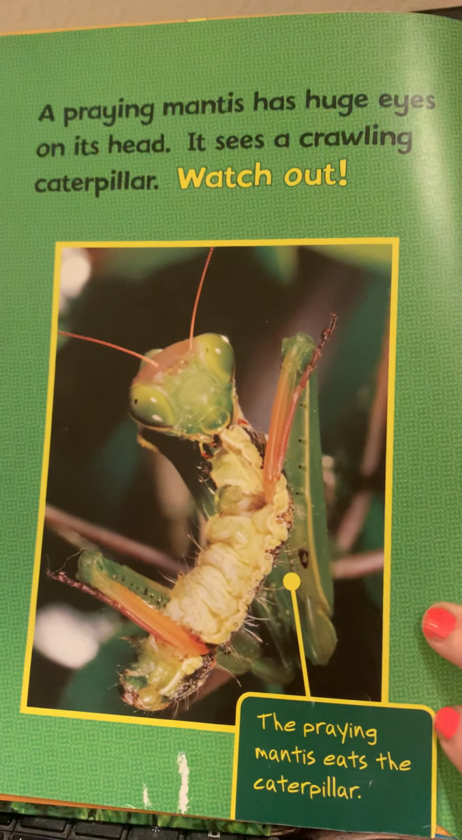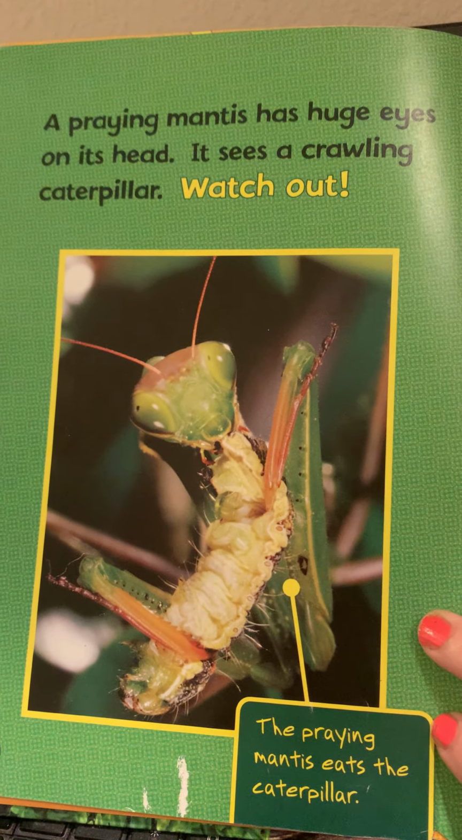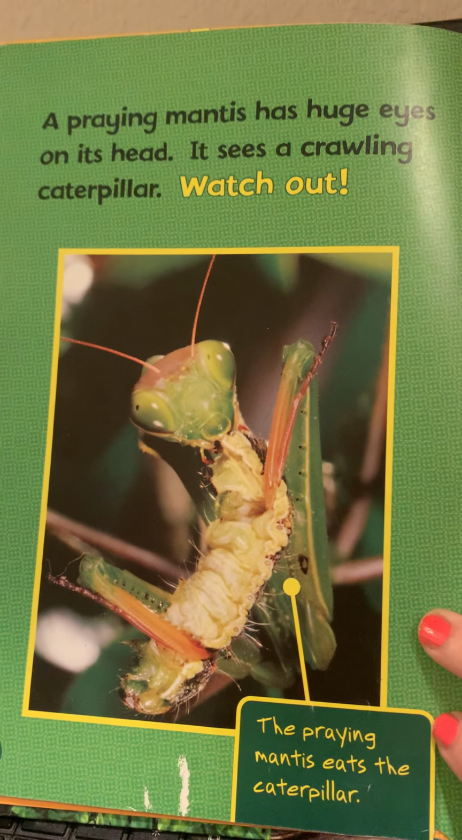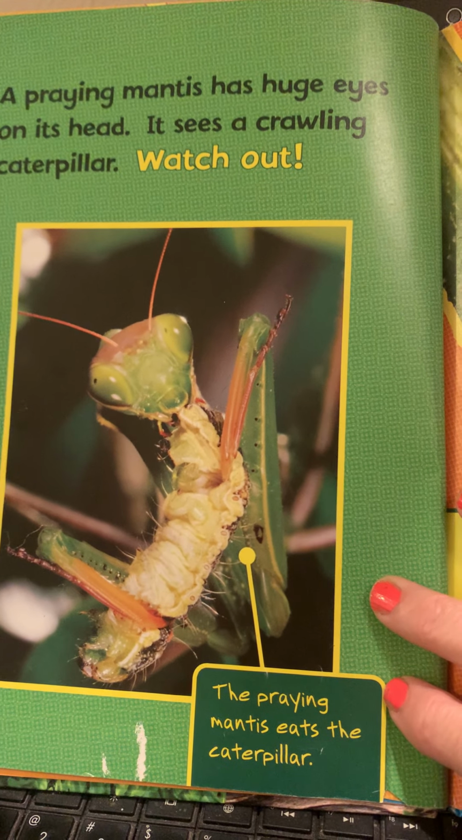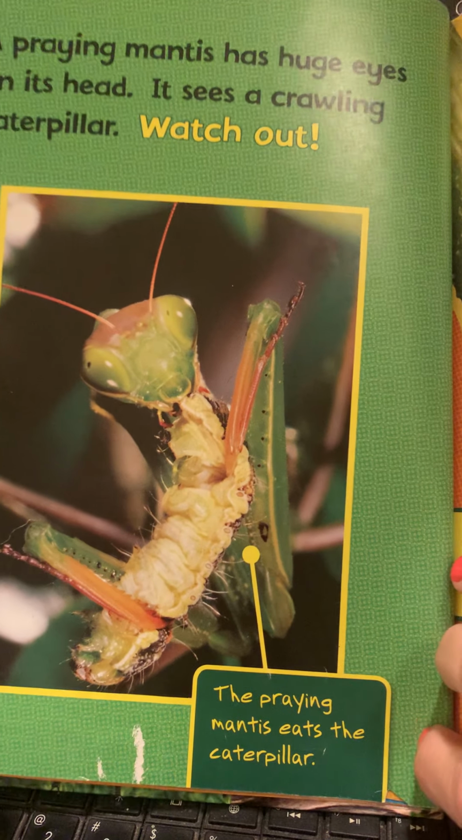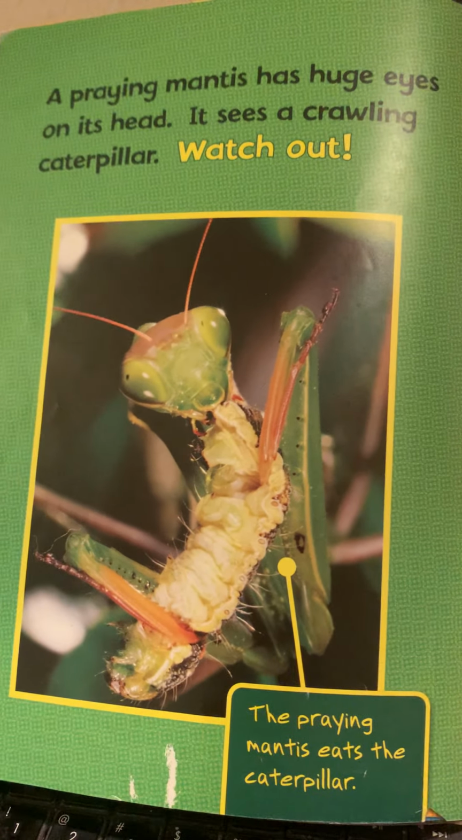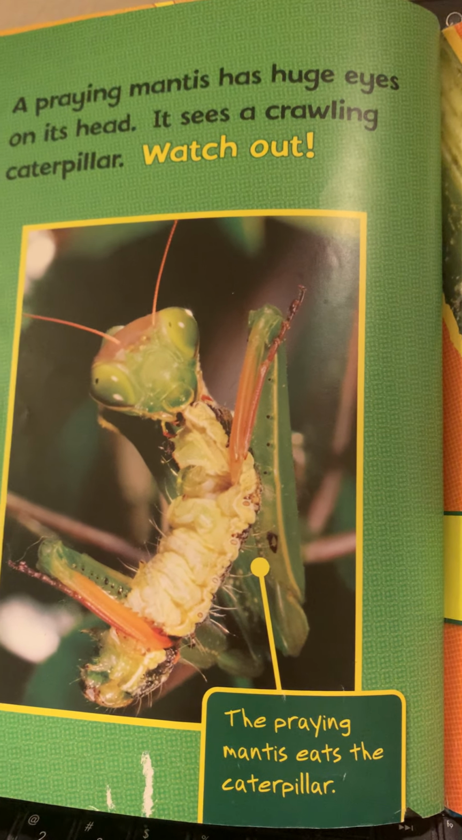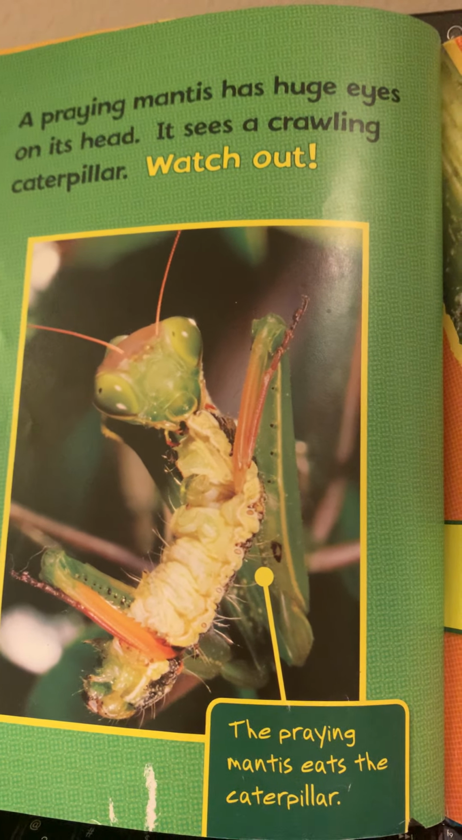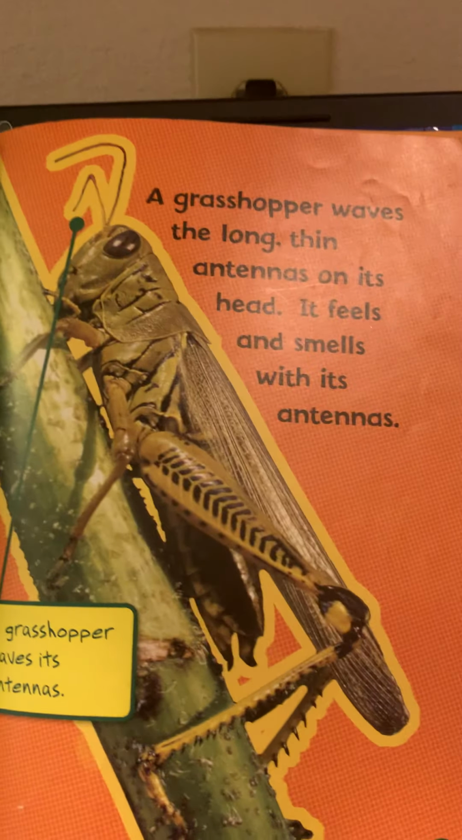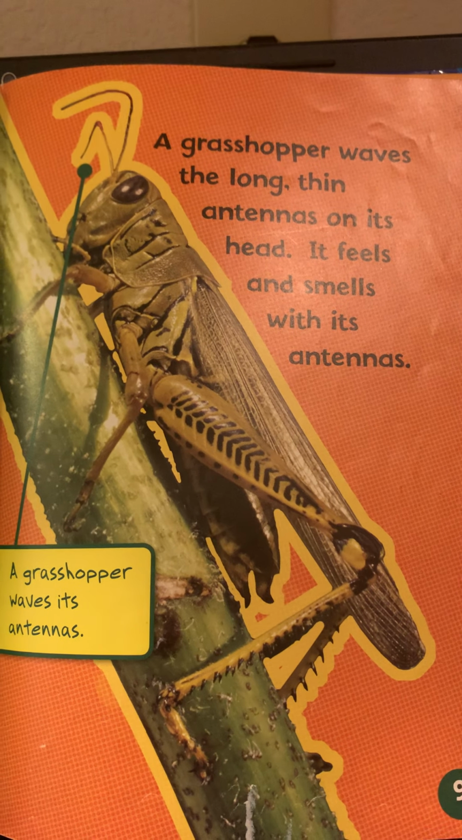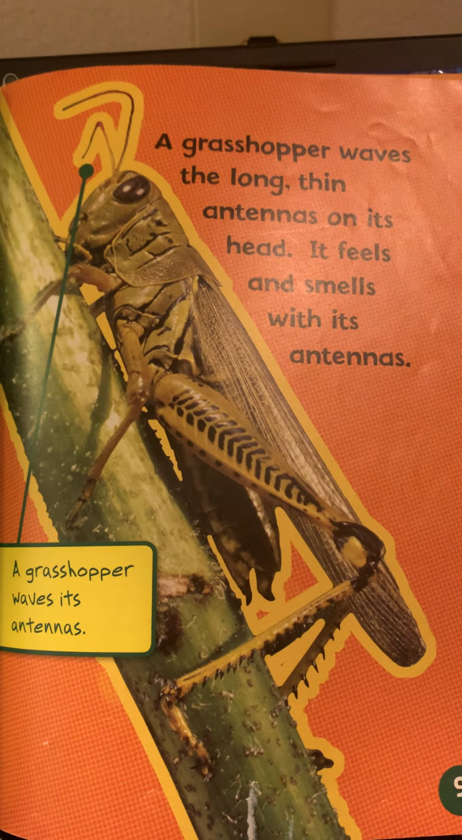A praying mantis has huge eyes on its head. It sees a crawling caterpillar. Watch out. The praying mantis eats the caterpillar. Praying mantis has those big old compound eyes and a lot of lenses in them, and they can see in many directions. A grasshopper waves the long, thin antennas on its head.